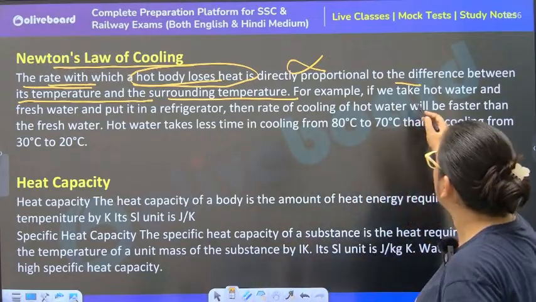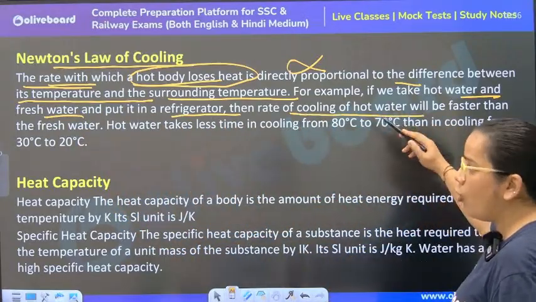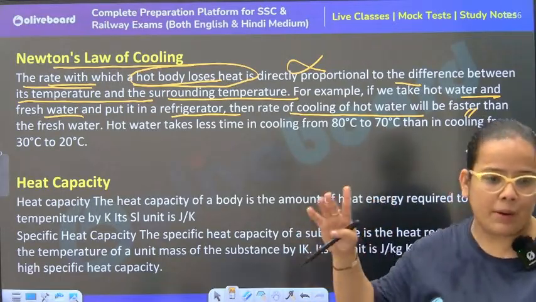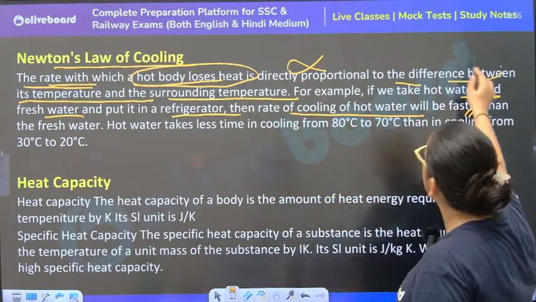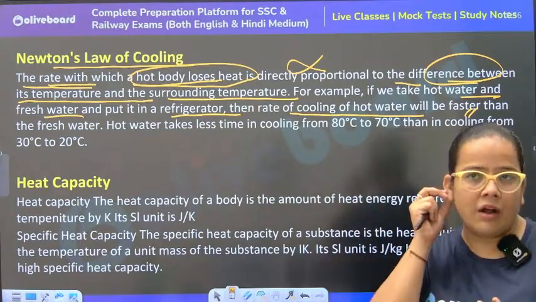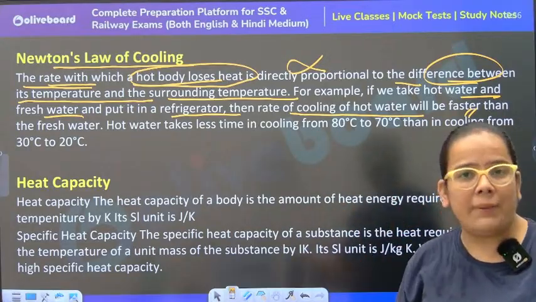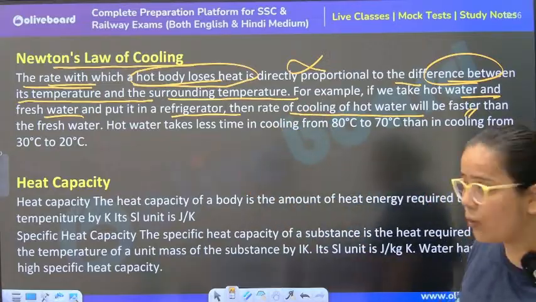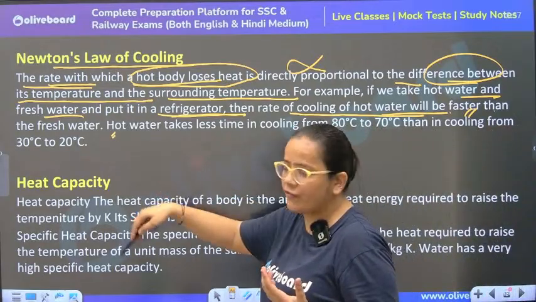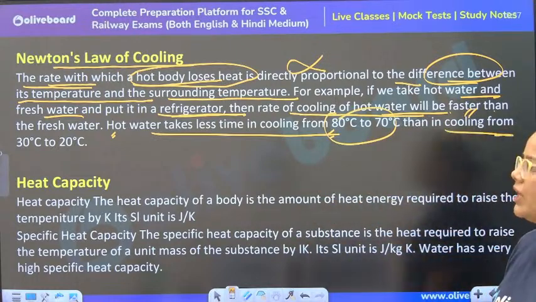And also this hot water and fresh water are put in a refrigerator. The rate of cooling of the hot water will be faster than the fresh water because of its surrounding. If the surrounding temperature is cool, then definitely the hot glass of water starts losing its heat more rapidly as compared to fresh water. Put in a refrigerator, the rate of cooling of hot water will be faster than the fresh water, and hot water takes less time in cooling from 80 to 70 than in cooling from 30 to 20.